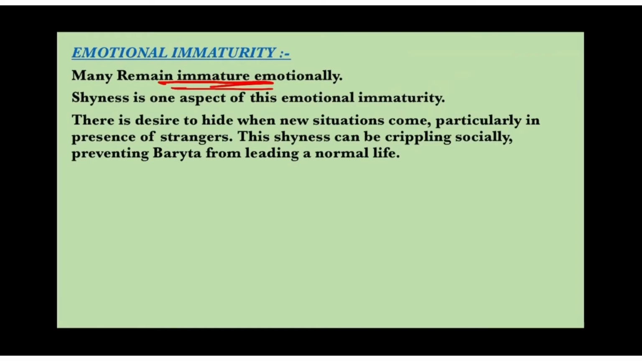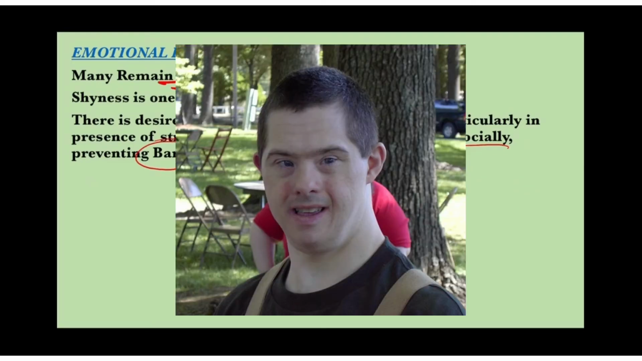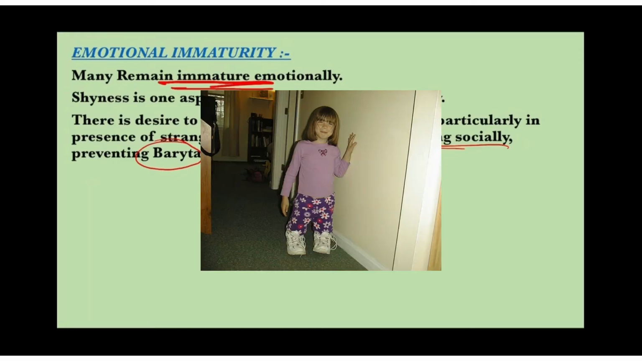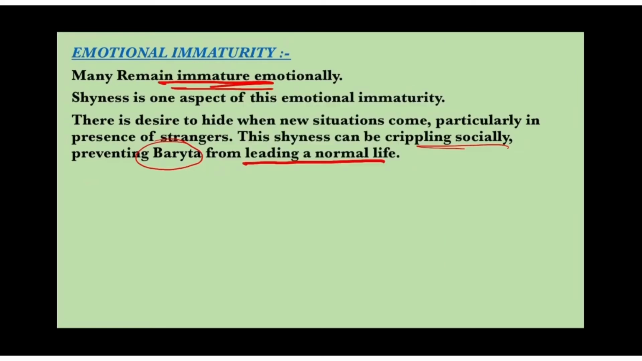This shyness can be crippling socially, preventing Baryta from leading a normal life. So this is what emotional immaturity means here. He is very shy, there is a desire to hide, there is a kind of crippling socially, which is preventing Baryta from leading a normal life.